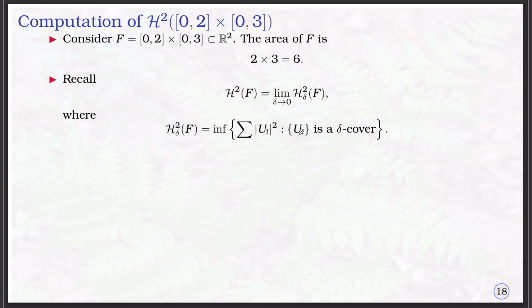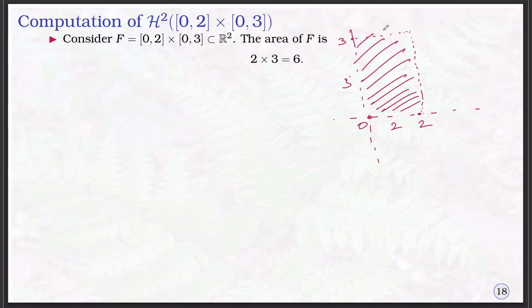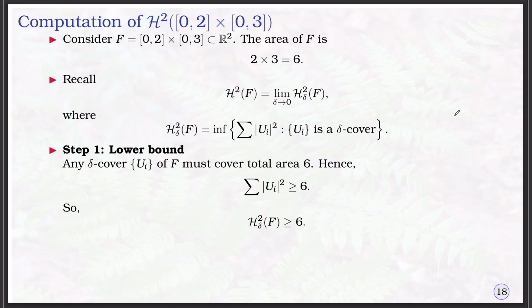The H2 of F is the limit as delta tends to 0 of H delta of F. So, here we need to take all possible covers and take the infimum, with 2 instead of s. Now, any delta cover mu_i of F must cover total area 6. Hence, the sum of this quantity is greater than or equal to 6. Therefore, H delta 2 of F is greater than or equal to 6.